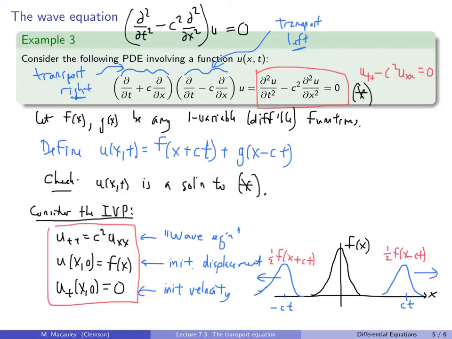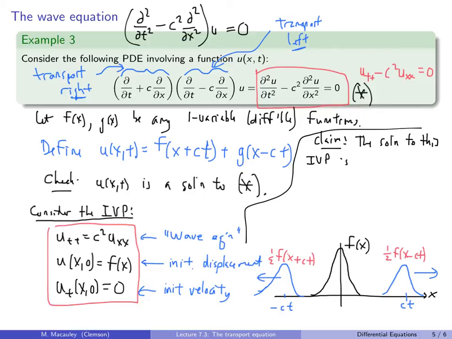So in other words, I claim that the solution to this initial value problem is u of x, t equals 1/2 f of x plus ct plus 1/2 f of x minus ct. And I will let you check that on the homework or a worksheet.